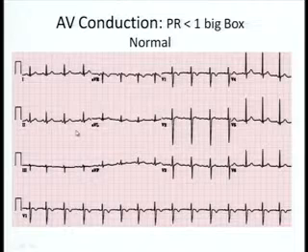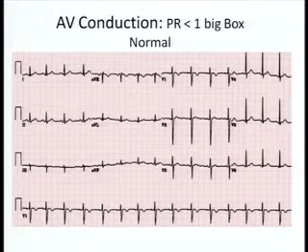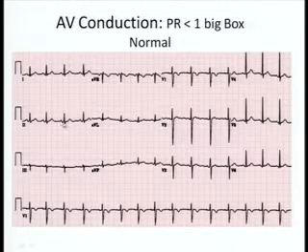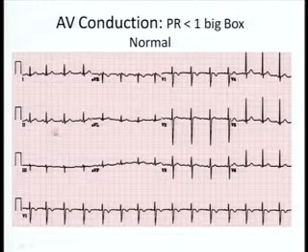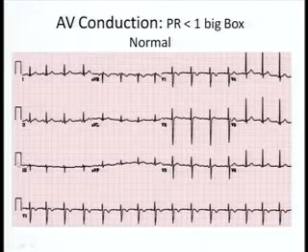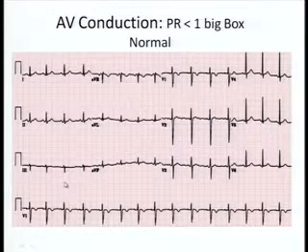Next, I call it PR, the less than 1 big box rule. So we all know more than 200 milliseconds, we call it first degree AV block. Normally, I look quickly and see if the PR interval is less than 1 big box. Now, whether it is 4 or 3, it doesn't matter to me. So I'm not interested. I know that PR interval is normal, and each of this is married to the next one. So I know that this is a normal conduction.